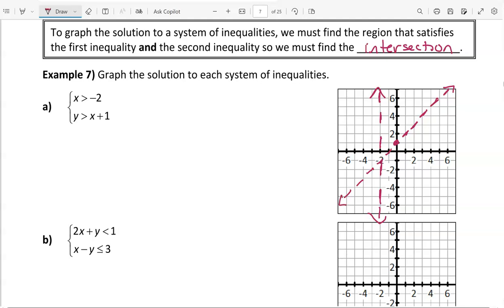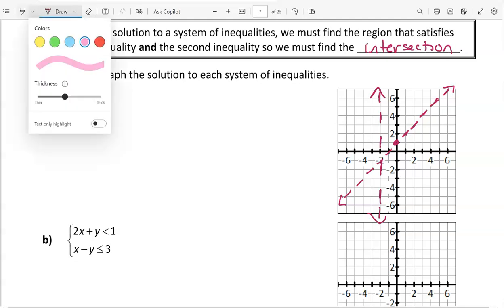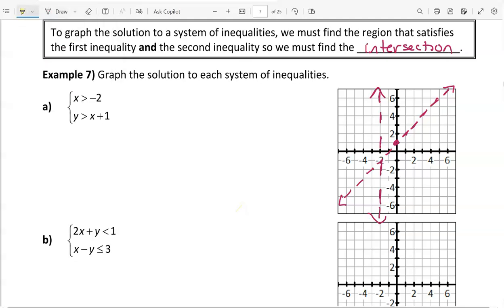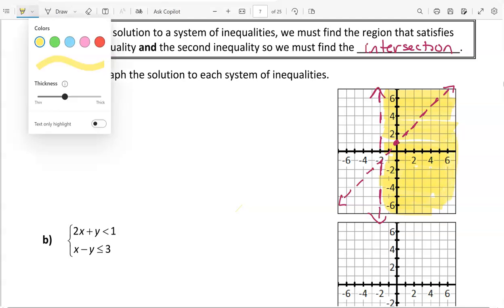And then I'm going to do two shadings. Since x is greater than -2, I'm going to shade on the right side of that line. And then, since y is greater than x plus 1, I'm going to shade on the top side of that line.